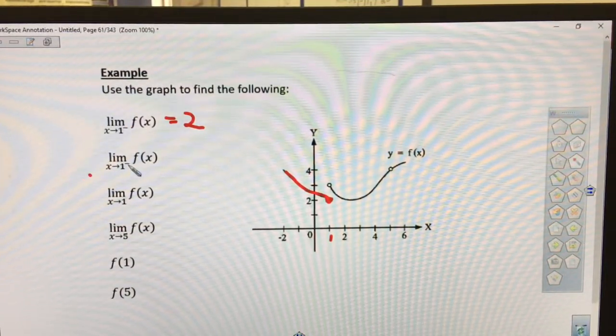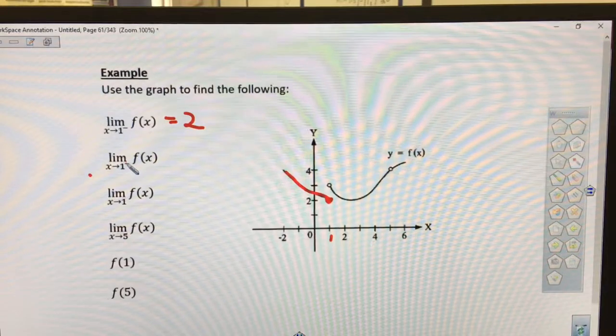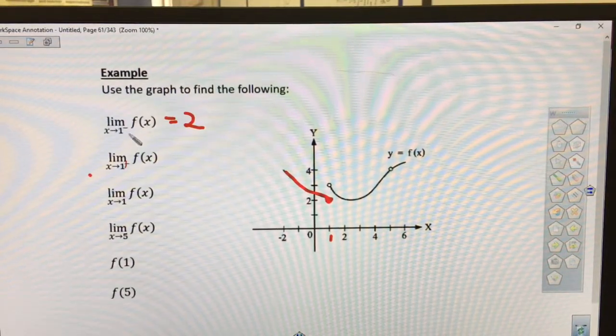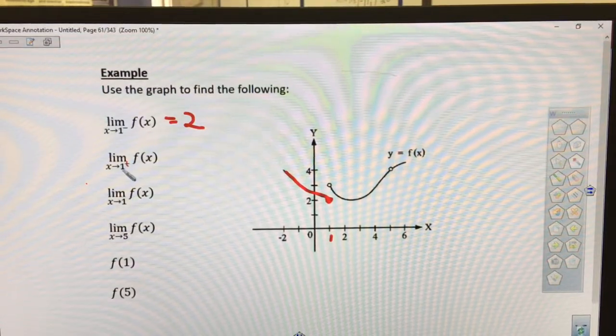This is the same question. It's probably from the right they meant, you know what I mean? As I approach 1 from the right now, see how it says negative there and negative there? They probably meant a positive for one of them. So now as I approach 1 from the right, what y value do I get closer and closer to?